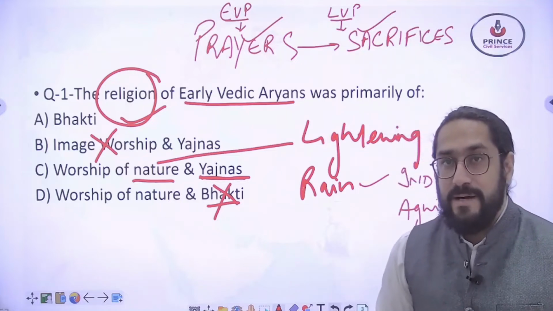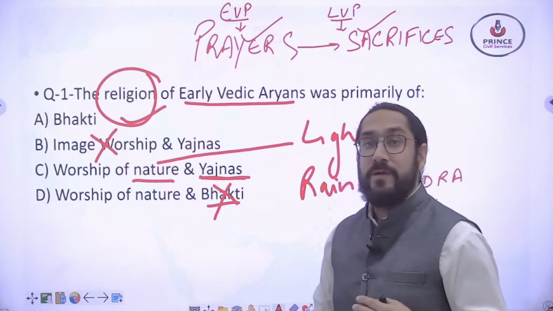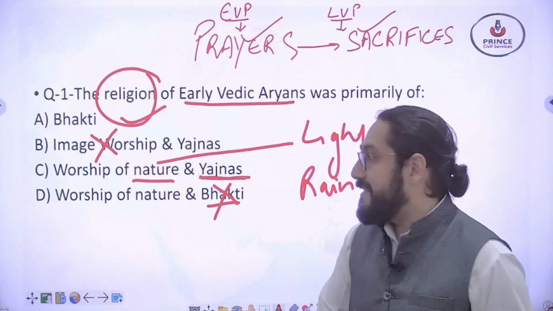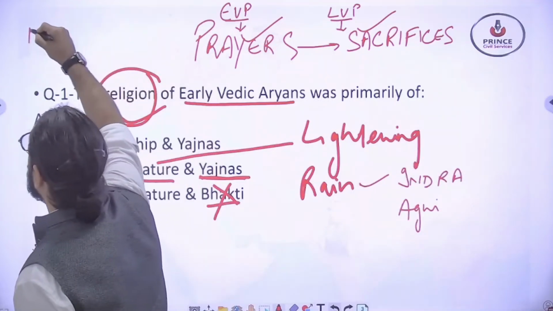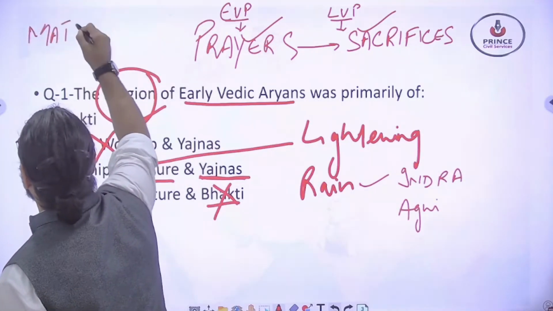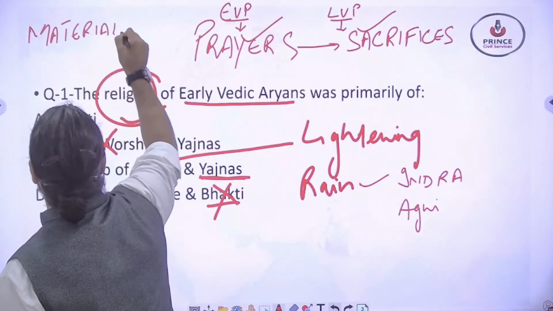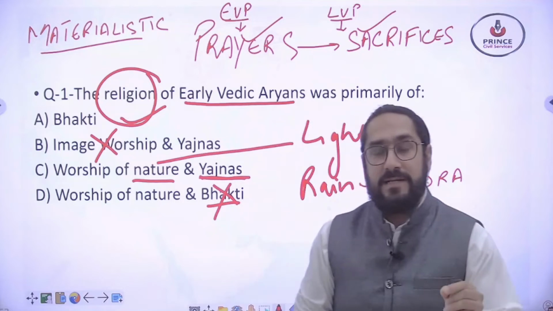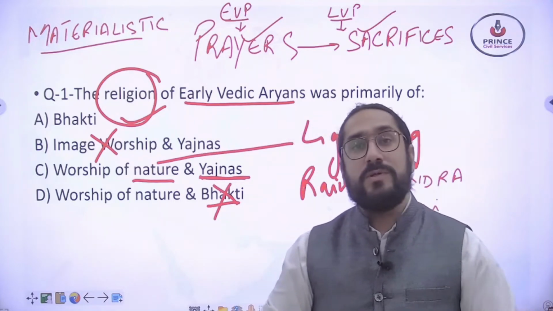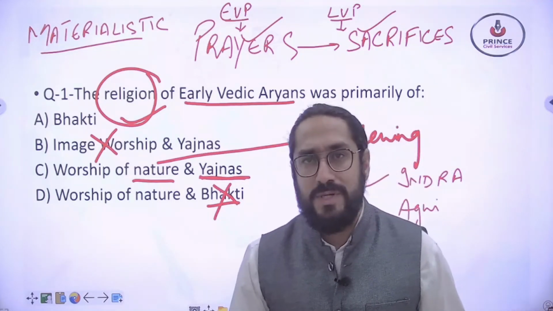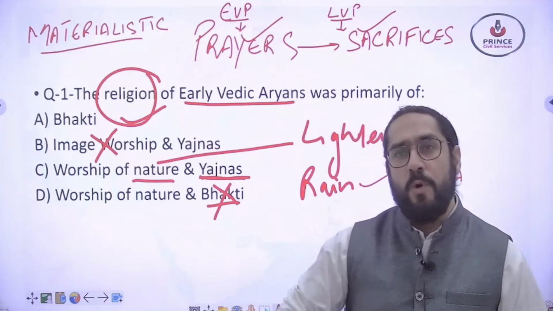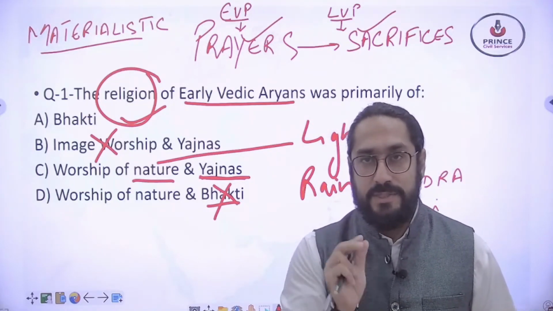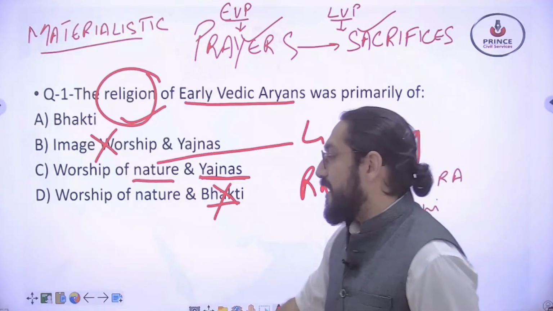So this is question number 1. A bit more information: why did they worship? There must be a reason. The reason was only materialistic gains. They wanted cattle, they wanted sons, they wanted wealth. There was no spiritual angle. They did not want to get moksha or anything similar to that. It was simply materialistic. So this was short information regarding the religion.